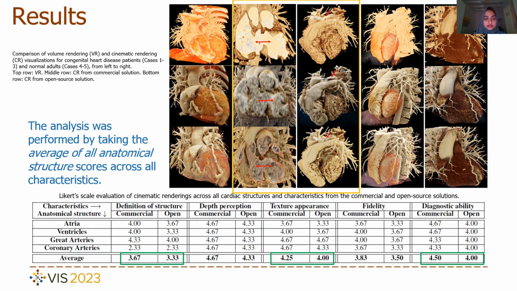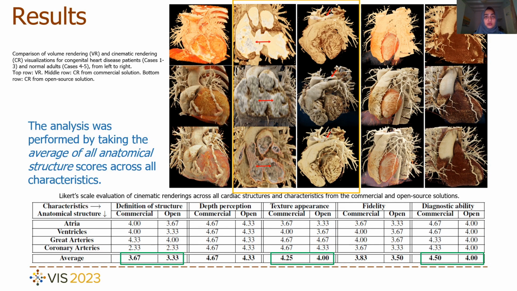So here are the results. The figure shows the standard volume and cinematic rendering of all 5 cases. The top row displays the volume rendering, while the middle and bottom rows show cinematic renderings from the commercial solution and the open source framework. Cases 2 and 3 highlight the significance of cinematic renderings when compared to volume rendering.